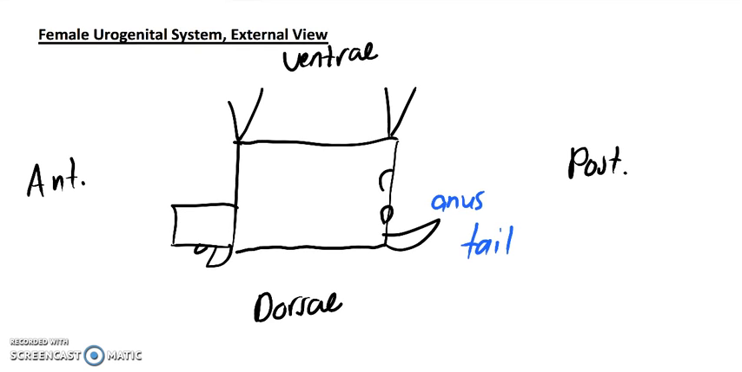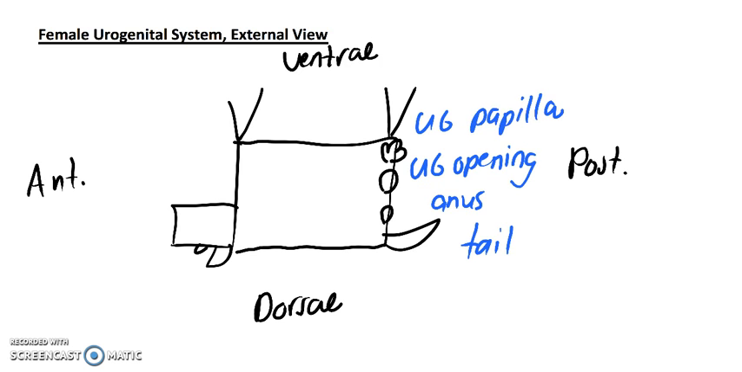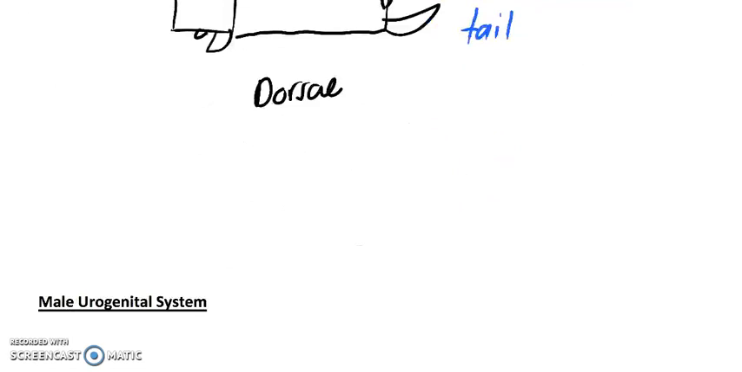The next hole after that, this is going to be your urogenital opening. And covering this is this triangular fleshy tissue called the urogenital papilla. Urogenital papilla. And this is it for female.